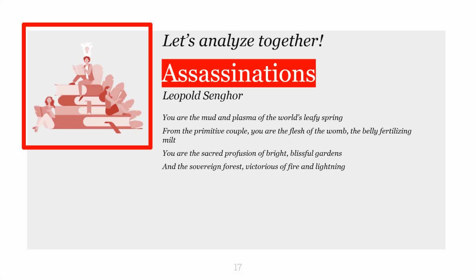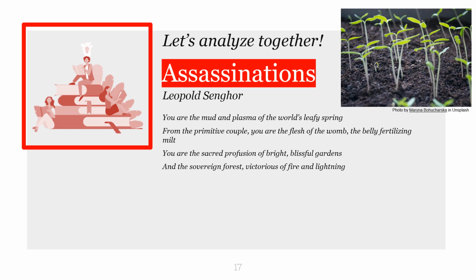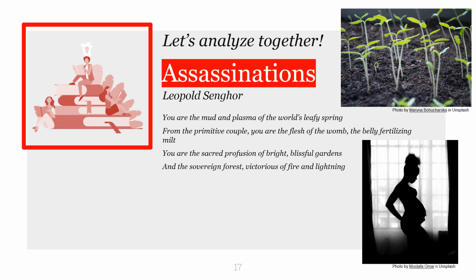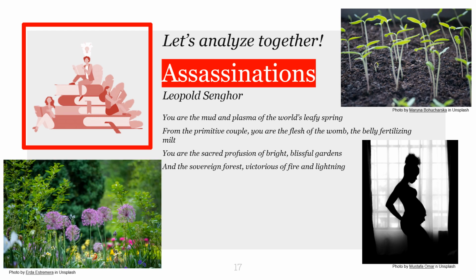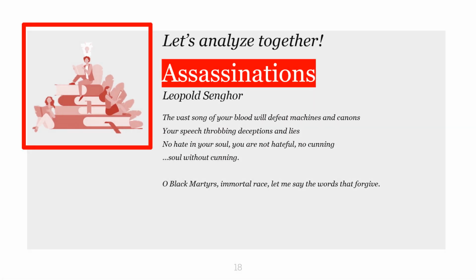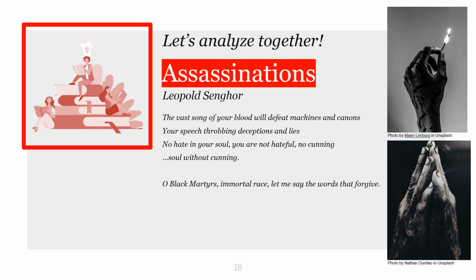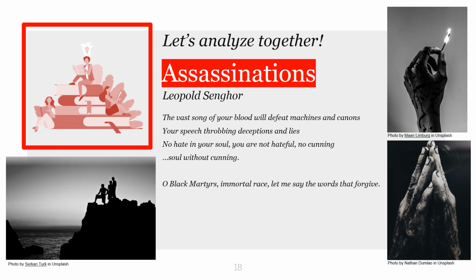You are the mud and plasma of the world's leafy spring. From the primitive couple, you are the flesh of the womb, the belly fertilizing milt. You are the sacred profusion of bright, blissful gardens, and the sovereign forests, victorious of fire and lightning. The vast song of your blood will defeat machines and cannons, your speech throbbing deceptions and lies. No hate in your soul. You are not hateful. No cunning. Soul without cunning. O black martyrs, immortal race, let me say the words that forgive. And that ends the poem.